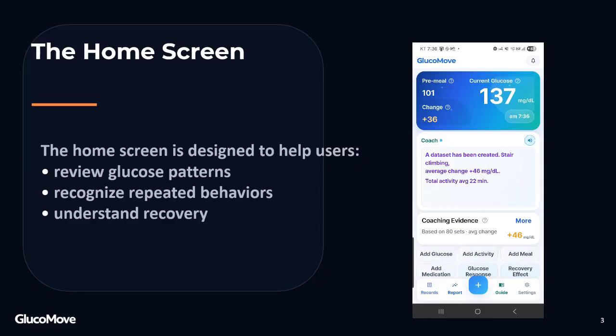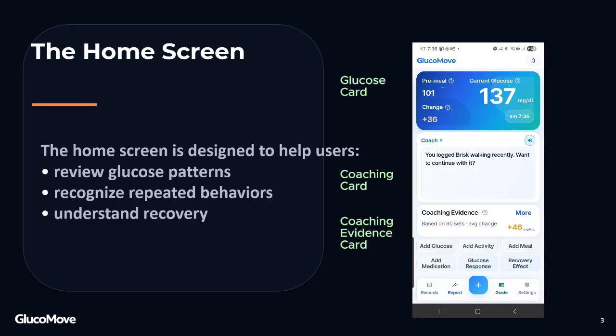The home screen is organized around glucose understanding, behavioral context, and connected datasets. At the top of the screen, users can review the glucose card, coaching cards, coaching evidence cards, and 6 primary recording buttons. The bottom navigation menu includes Records, Reports, the Add button, Guide, and Settings.